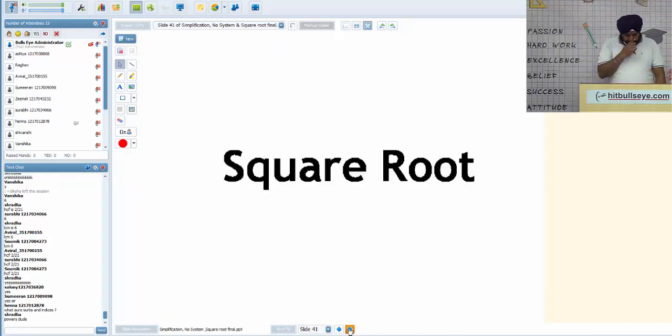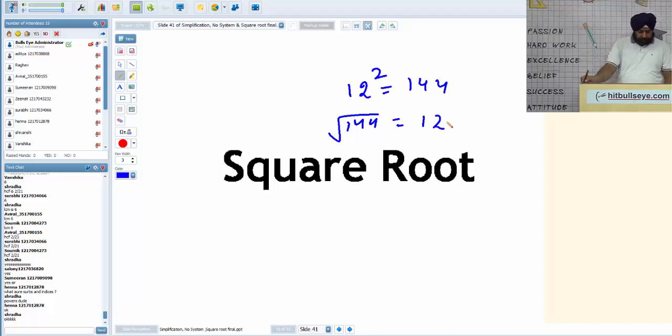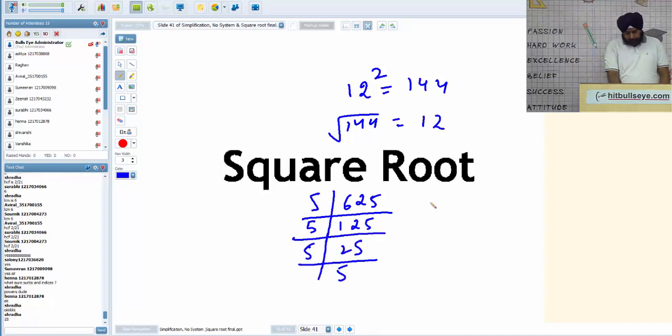Square root. There are two methods of finding square root. I can explain the difference between square and square root. 12 square is 144 and square root of 144 is 12. I hope you understand this concept. If you have to find the square root of 625, there are two methods. One is by factorization. All of you know 25 square is 625, so the square root of 625 is 25.